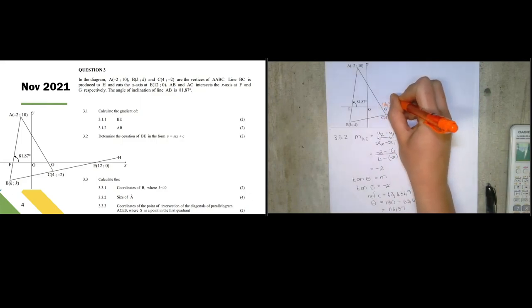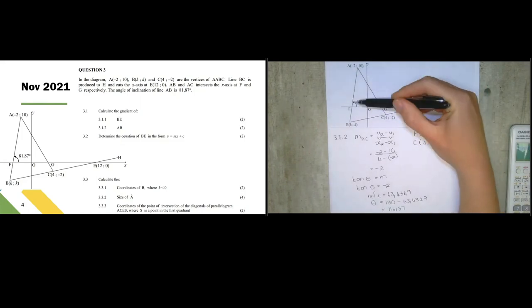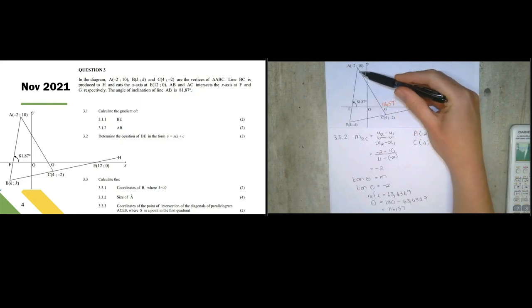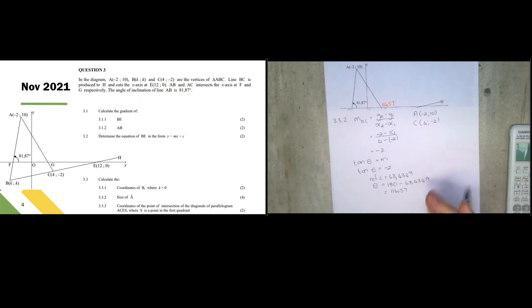116.57. So how can I now get angle A? I can use the exterior angle of a triangle. If I add up the two interior angles, I'll get the exterior angle. So I can use that to calculate angle A. So angle A will be 116.57 minus my 81.87. I've used the exterior angle of a triangle, good old grade 8 geometry, and that worked out to be 34.70.